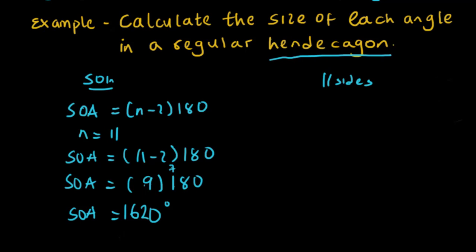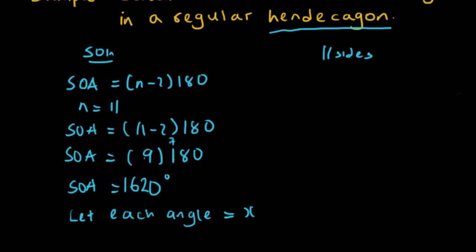But we are told to find the value of each of the angles. Now remember, if the polygon has 11 sides, it means that it has 11 angles. Does that make sense? So if we say here that each angle be equal to x, it means that we are going to have 11x, because we have 11 angles, equal to 1620. I hope you understand why 11x is equal to 1620.